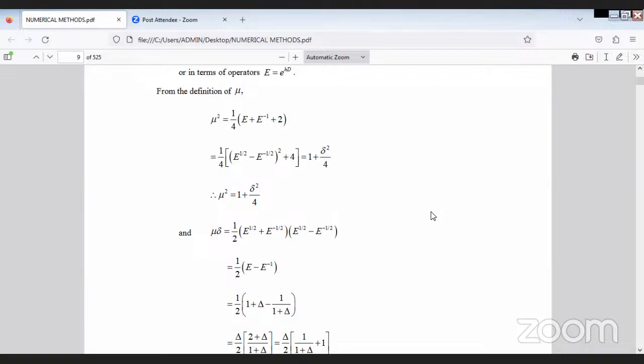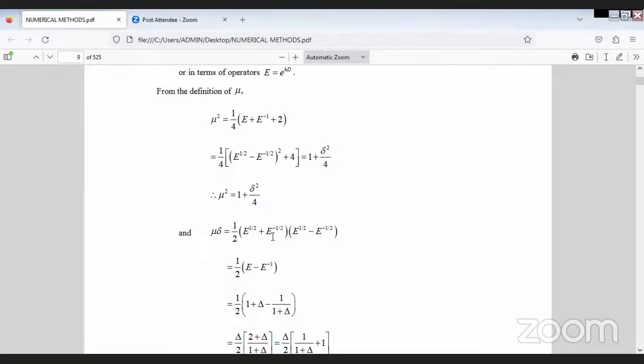So mu square is equal to 1 plus delta square by 4. So mu delta is equal to 1 by 2. The condition above: e power 1 by 2 plus e power minus 1 by 2. We are taking a plus b and a minus b.